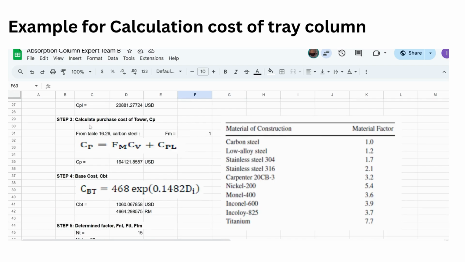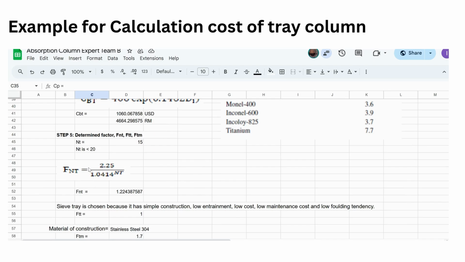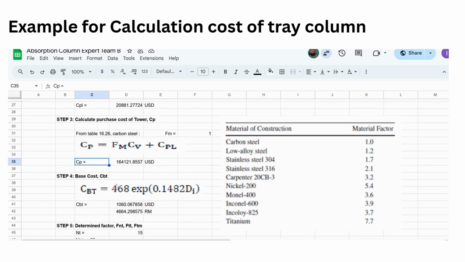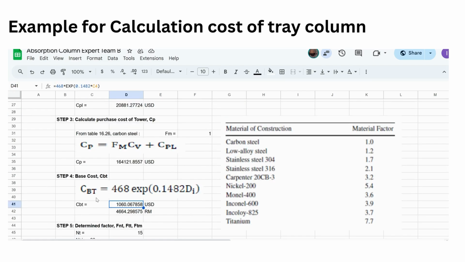Next, step 3 is the purchase cost of the tower, CP. From here, we assume it is standard steel, so in this table we identify that the material factor for carbon steel is 1. Substituting the CV and the CPL, we get the CP. Next is to calculate the base cost, CBT, by substituting the diameter.